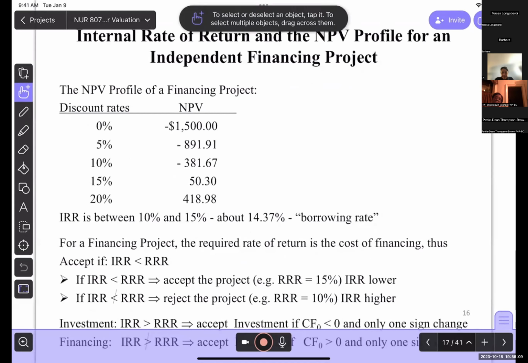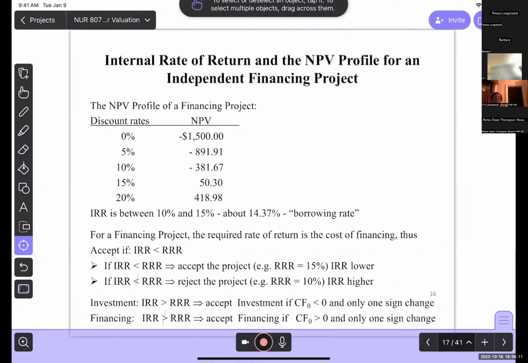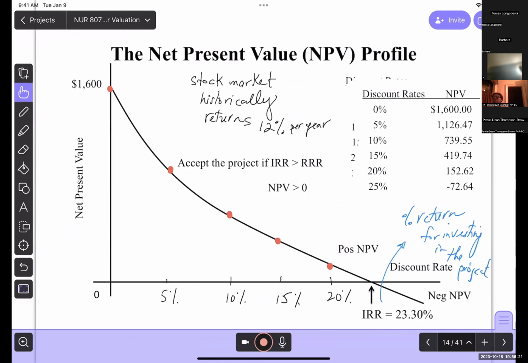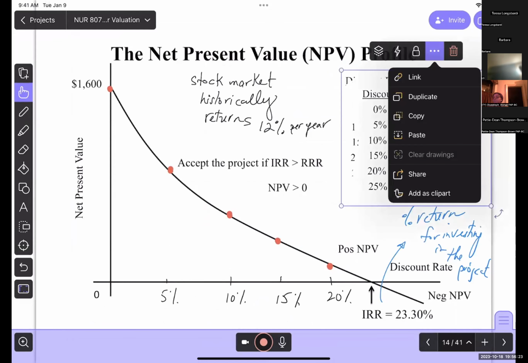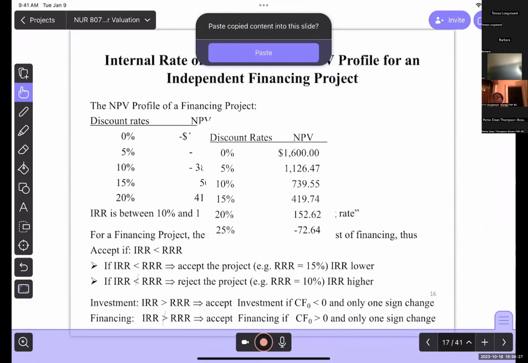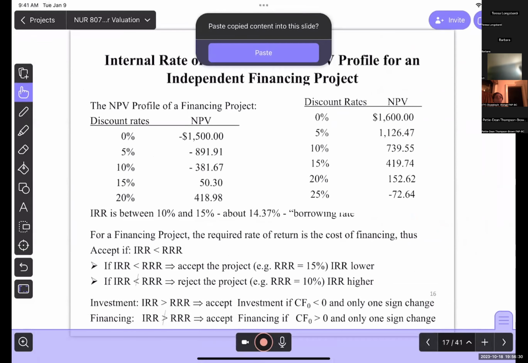So here's my, and look at the NPV profile. I'm going to put it aside with this one. This one was from before. So I'm going to lay that aside here so you can see what's the difference.